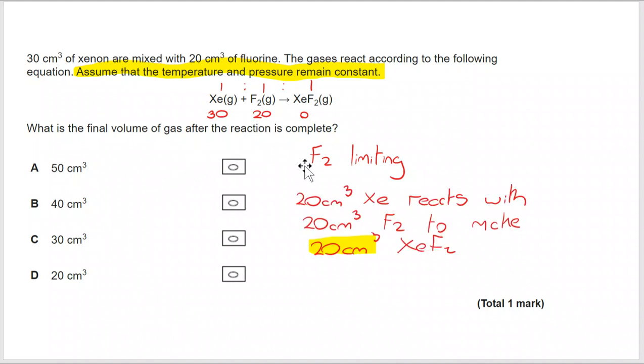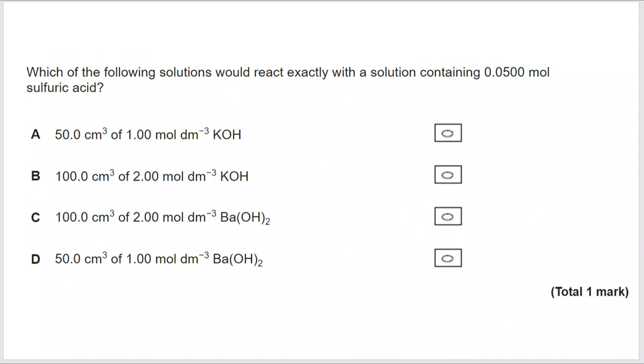20 centimetre cubed of it will react with 20 centimetre cubed of the Xe, and that will make 20 centimetre cubed of the XeF2. However, the Xe is in excess. If 20 centimetre cubed of it has reacted, that means that we have got 10 centimetre cubed left unreacted. My total volume is the sum of this 20 and 10. 30 centimetre cubed. Correct answer is C. Next question for you to try.